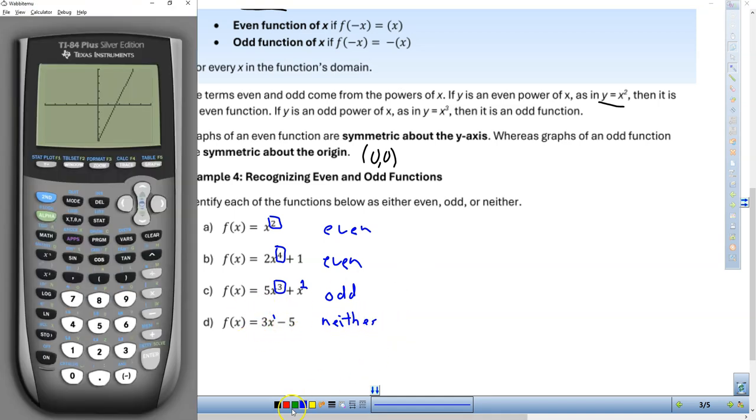If you had something like, let's just do y equals x, and I'm just going to delete the rest of this out. This one would be an odd function because it does pass through the origin, and you could rotate it around the origin. So little things to keep in mind there if you're looking at the difference between even and odd functions.